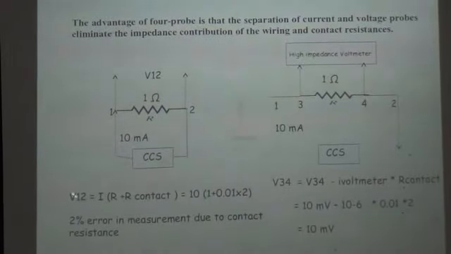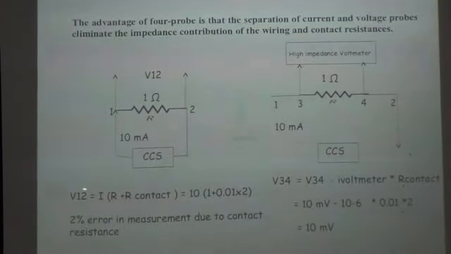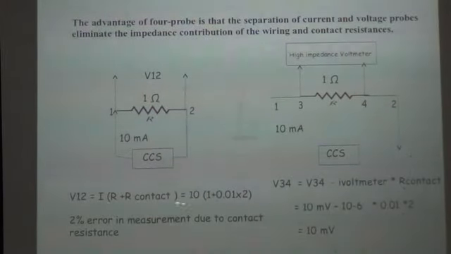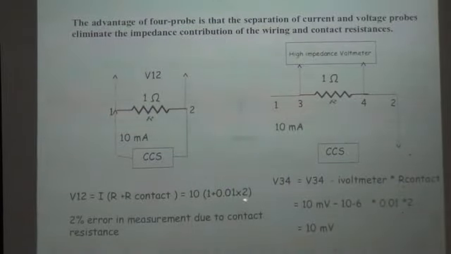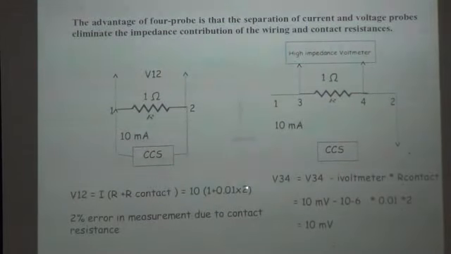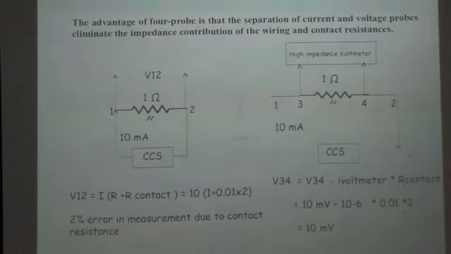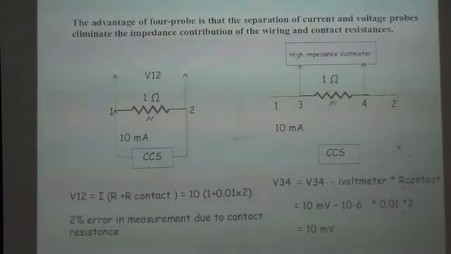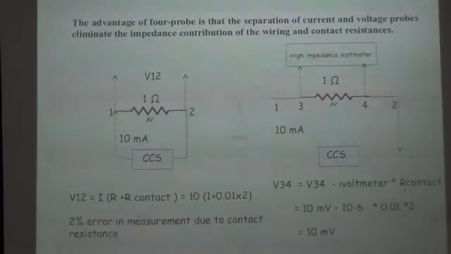So it's 0.02. Suppose I want to measure 1 ohm, so my voltage will change now, because the current is going to pass through these two ends also. So it is 10 into 1, and 0.01 into 10 here, and here also 0.01 into 10. So the total voltage that we measure is not 10, but 10 into 1 plus the voltage drop across the contact. If you calculate, the error is 0.02.